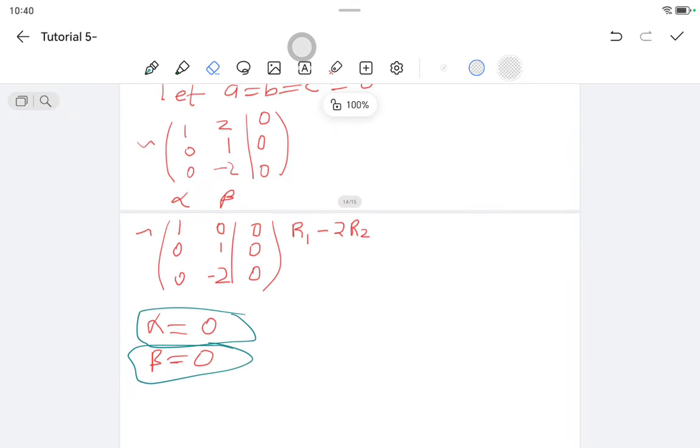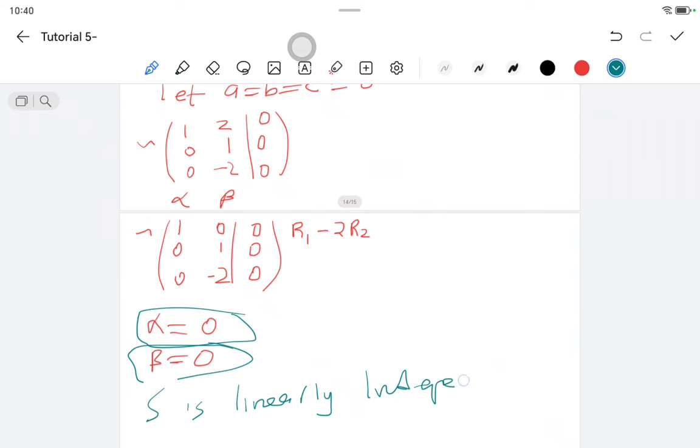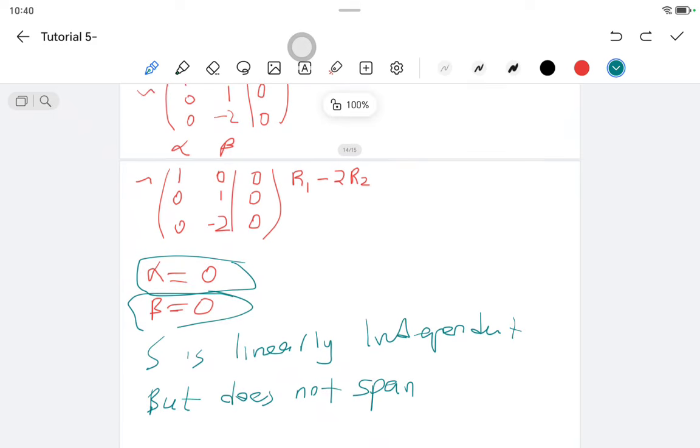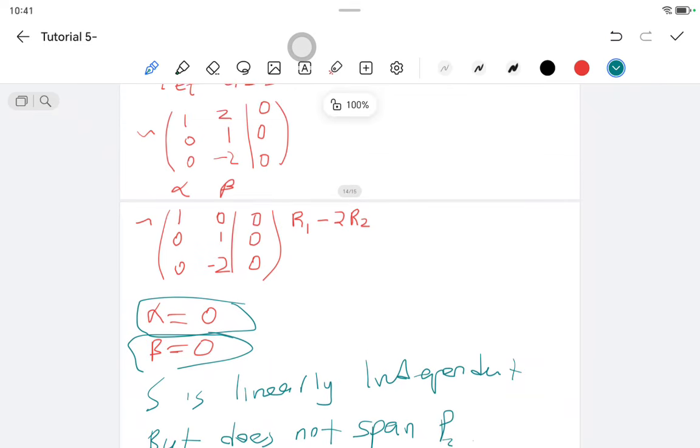It means that we can see now that S, let me write, S is linearly independent, but does not span. Is it M32? No, it's P2. Span P2. You said right. S is linearly independent, but then it does not span P2.